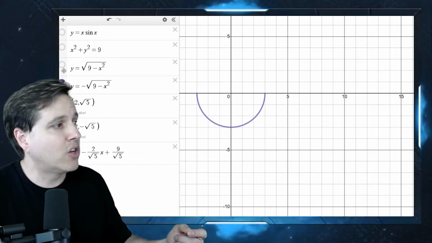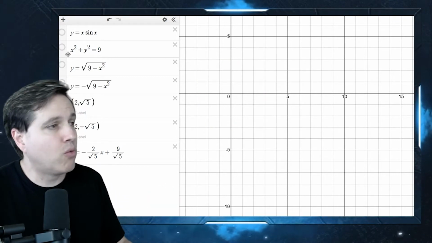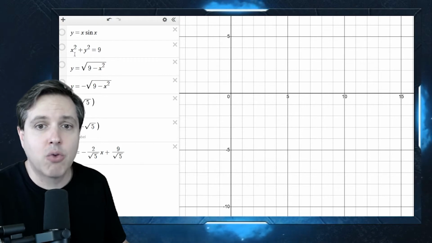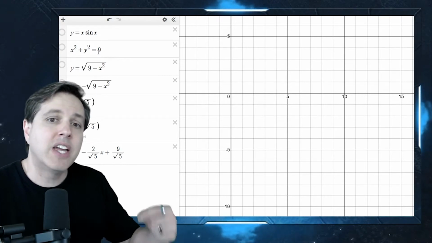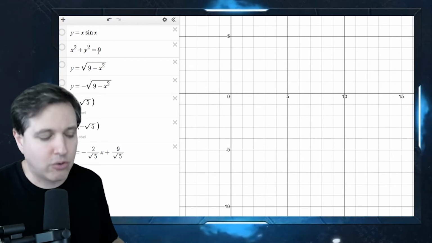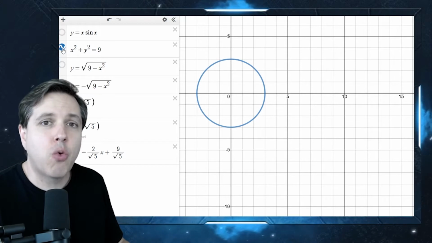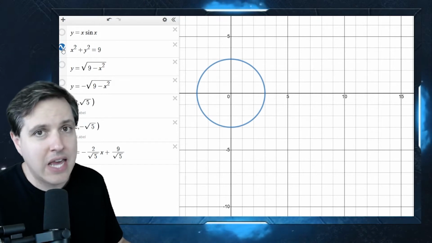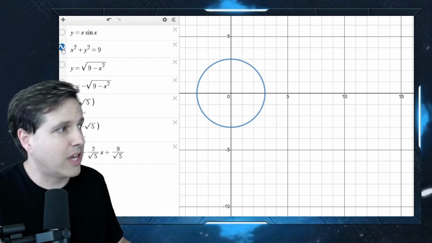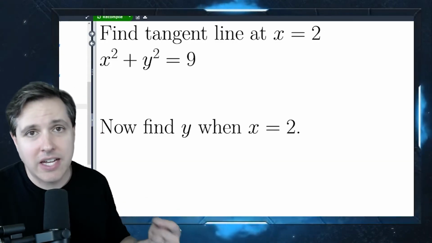That is, we can go through and we can differentiate the equation even when it's in this form, x squared plus y squared equals 9. It's not being written in the form of a function, but we can still get at those derivatives. Okay, so let's go through and try to figure out what the equation of the tangent line would be at x equals 2. Okay, so that's our goal. We want to find the equation of the tangent line at x equals 2.